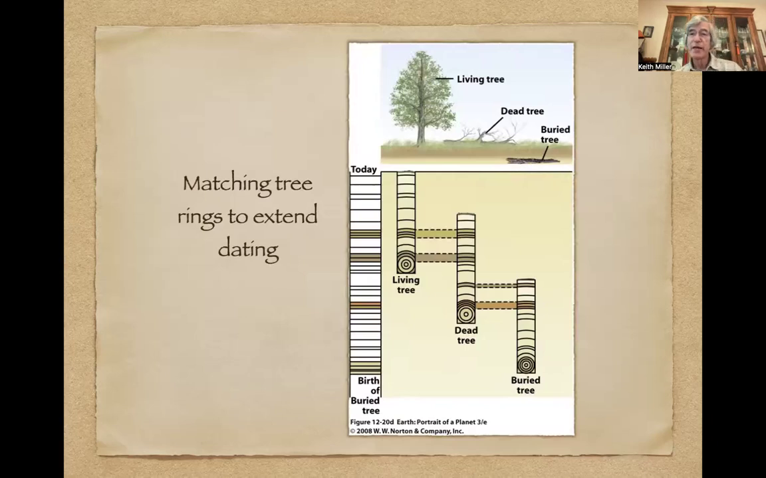And so they can be matched up. And so here is an illustration of that. So you have a living tree. You can see the tree ring record of that. And you have dead trees. And you can find places where those patterns of rings match up. And that allows you to extend the record back in time.